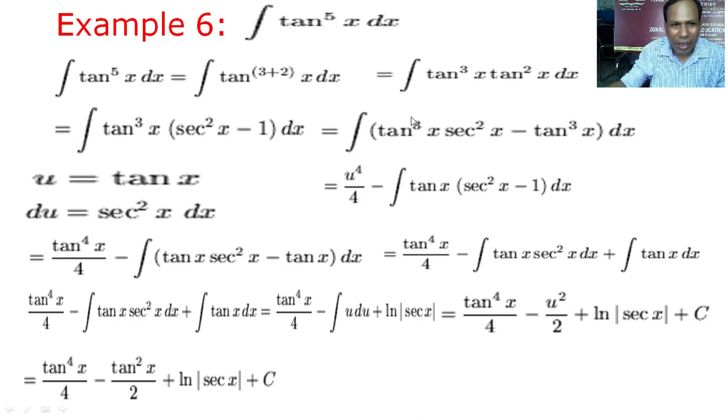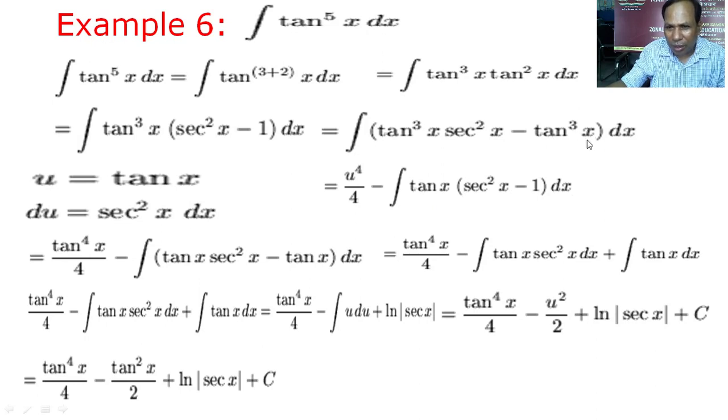So we break this tan square x as sec square x minus 1, keeping tan cube x as it is. So on multiplication, it is integral of tan cube x sec square x minus integral of tan cube x dx. Now substituting tan x is equal to u, so du becomes sec square x dx. So now this quantity becomes u to the power 4 by 4 minus integral of tan cube x into (sec square x minus 1).